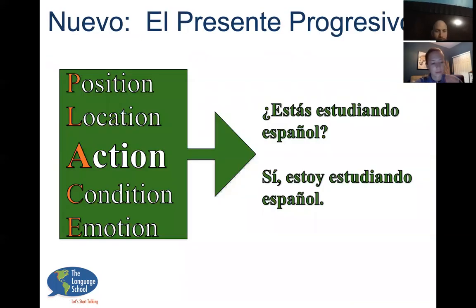Okay, muy bien. Carly, vamos con action, the action part of the acronym that we learned for the verb estar, which is when we're using the present progressive tense. So that's the action in progress. For example, are you studying Spanish? ¿Estás estudiando español? And then you would answer, sí, estoy estudiando español.